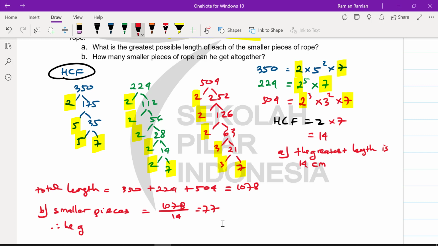He, or she. Oh, Greg, it's he. Yeah, he can get 77 smaller pieces of rope.